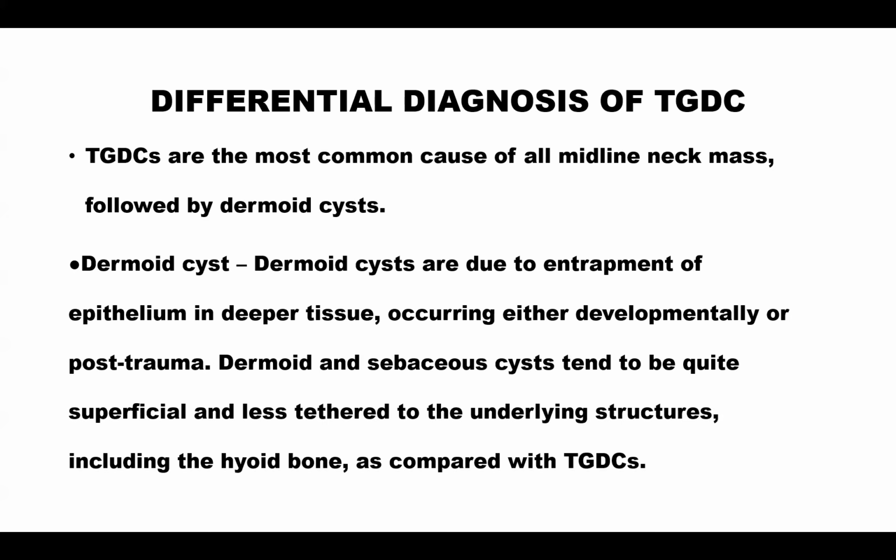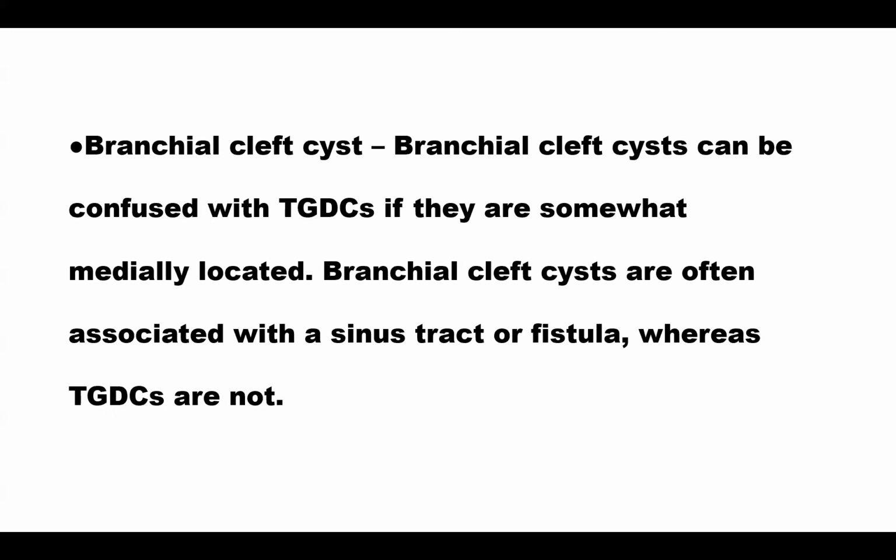Now, still on differential diagnosis of thyroglossal duct cysts, most of them are midline neck masses. You have your dermoid cysts. Dermoid cysts are due to entrapment of epithelium in deeper tissue occurring either developmentally or post-trauma. Dermoid and sebaceous cysts tend to be quite superficial and less tethered to the underlying structures, including the hyoid bone, as compared with thyroglossal duct cysts. In that case, they will not move either with swallowing or protrusion of the tongue.